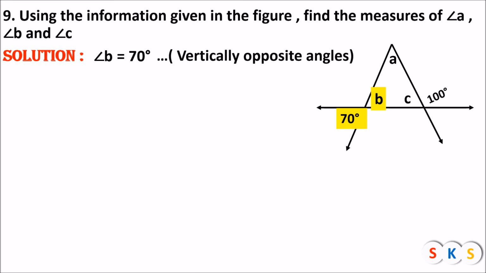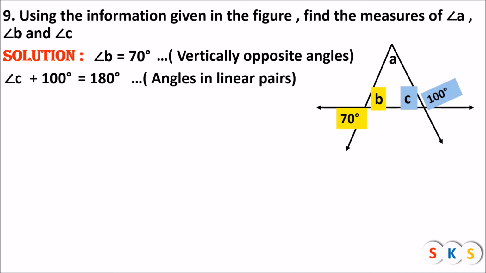Now look at this figure. Here angle C and 100 degree form a linear pair. And we know angles in a linear pair are supplementary. Therefore, angle C plus 100 degree equals 180 degree. Now we will shift 100 to that side. Angle C equals 180 minus 100 degree. Therefore, angle C equals 80 degree.